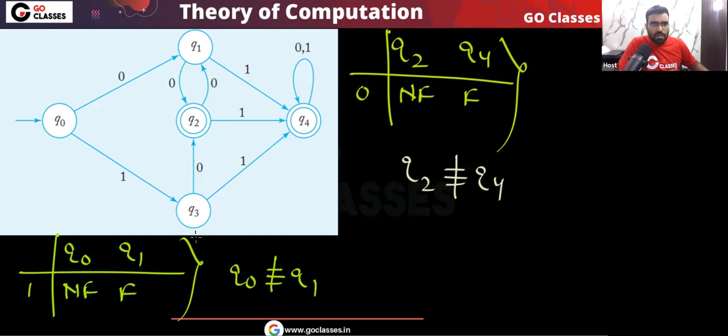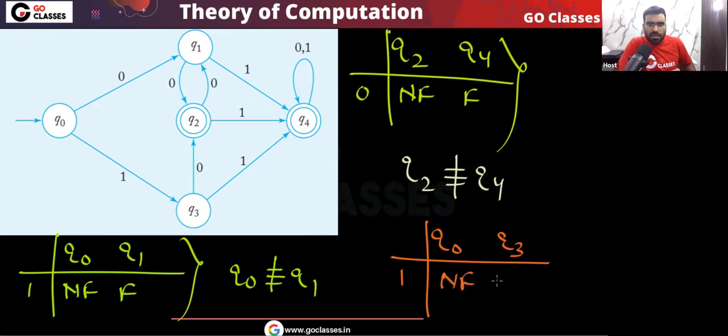What about Q0, Q3? Tell me, what about Q0, Q3? You can see on string 1, Q0 is going to non-final and Q3 is going to final. So they are also not equivalent. Is this clear? So Q0 is not equivalent to Q3. Very simple.